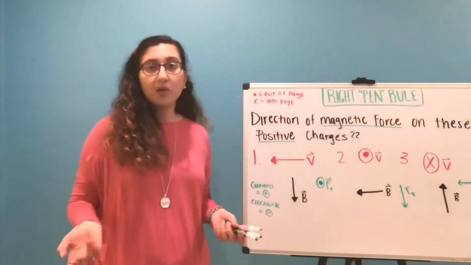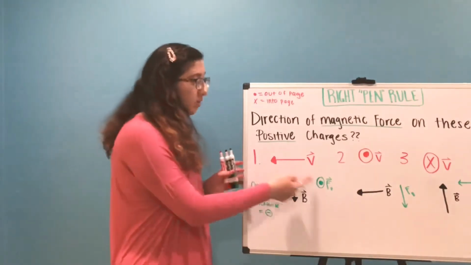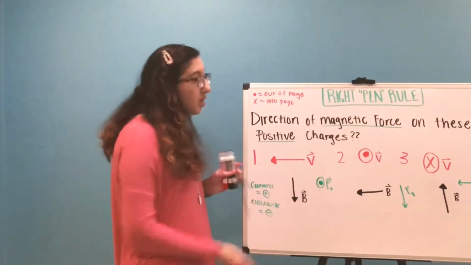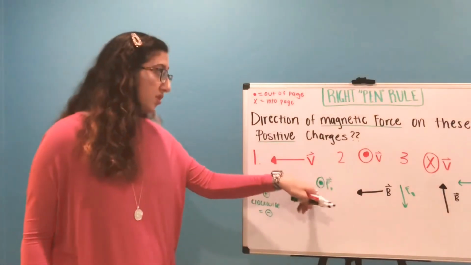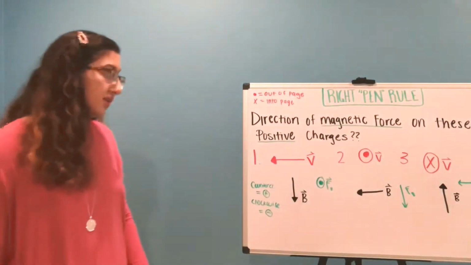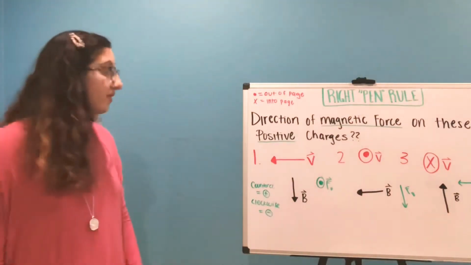And you can also work backwards in this. For example, if you want to figure out the direction of the field, you just place the pens where these are supposed to go and then figure out the direction of the field.